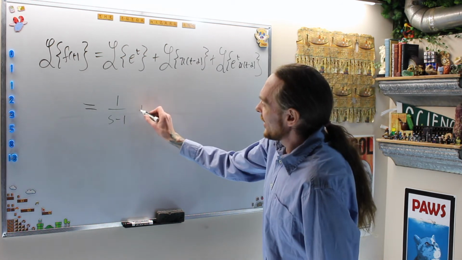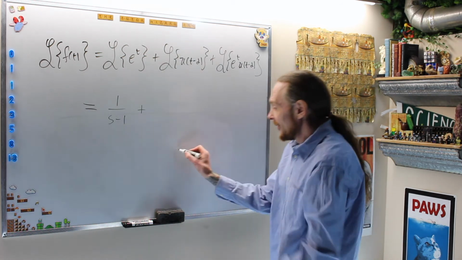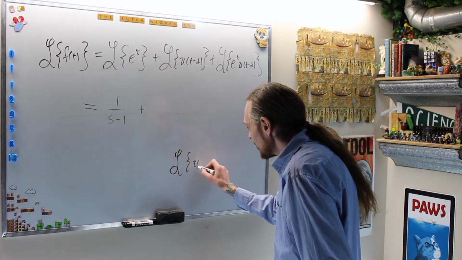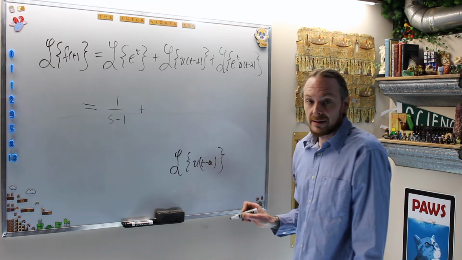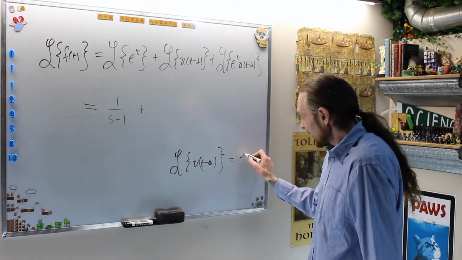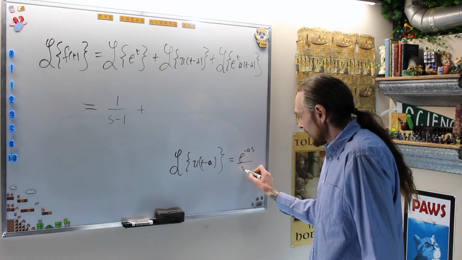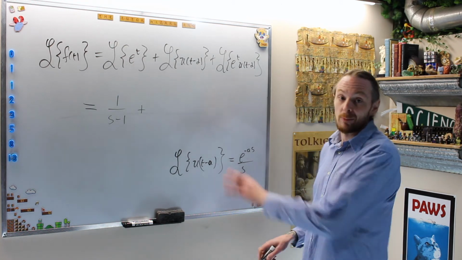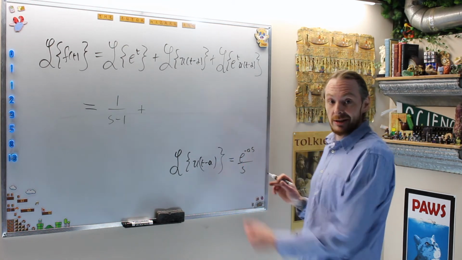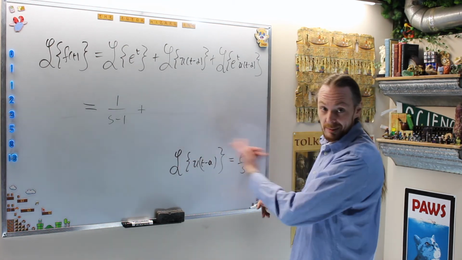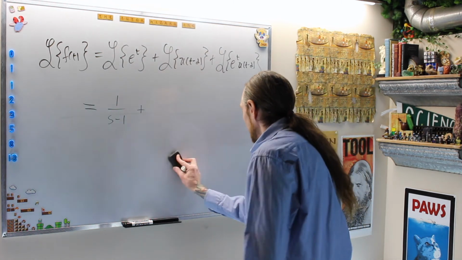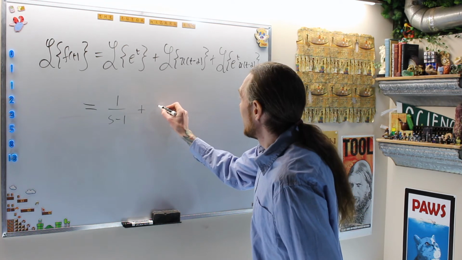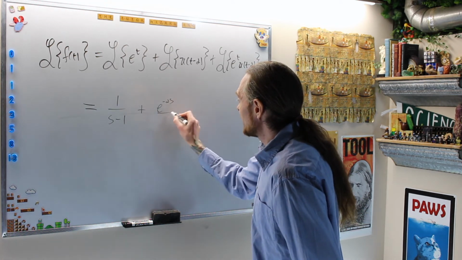Formula. Plus the Laplace transform of u of t minus a is equal to e to the negative as over s. Again, improper integral that computed. Magic. It's just 0 or 1, remember. What does that give me? My a is 2, so that will give me e to the negative 2s over s.